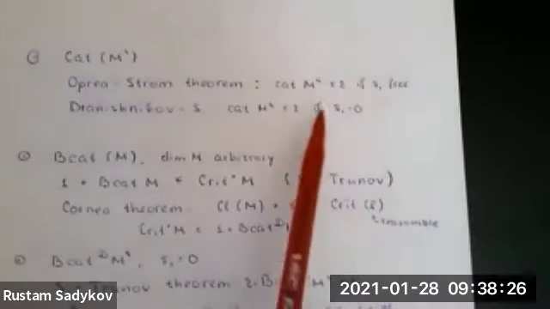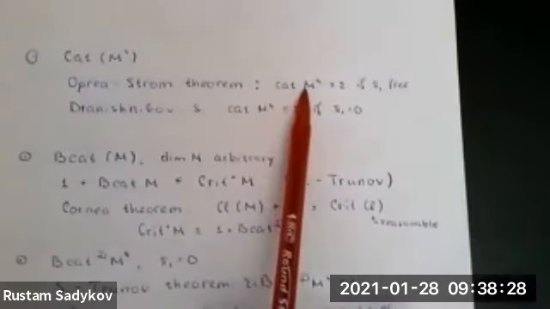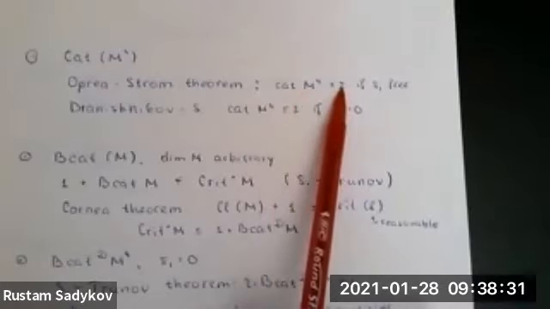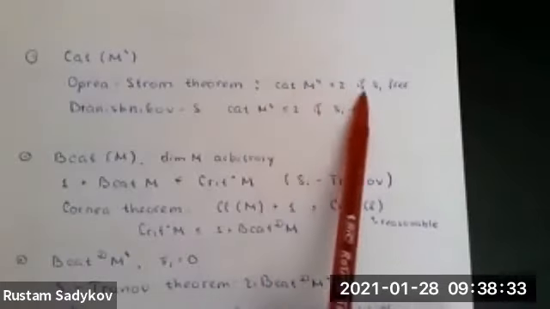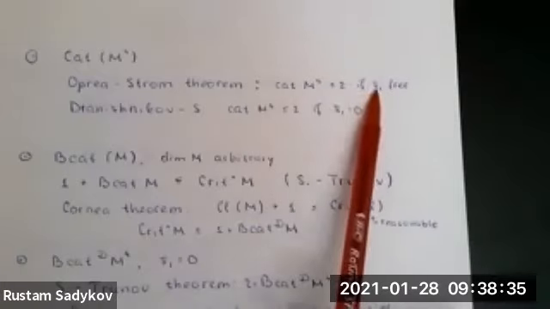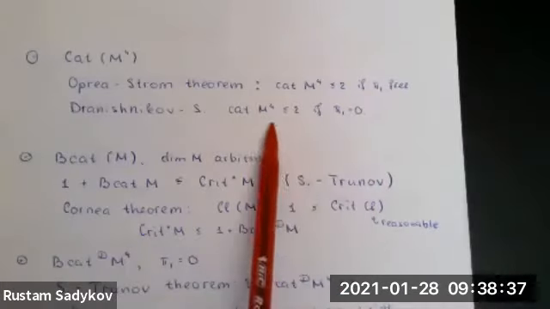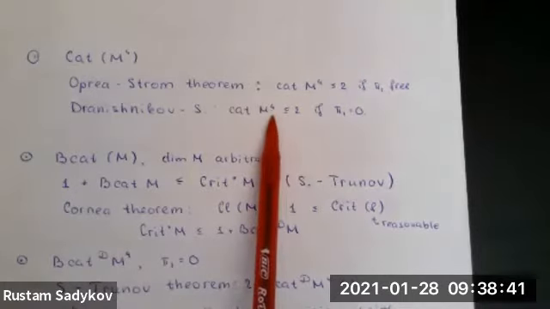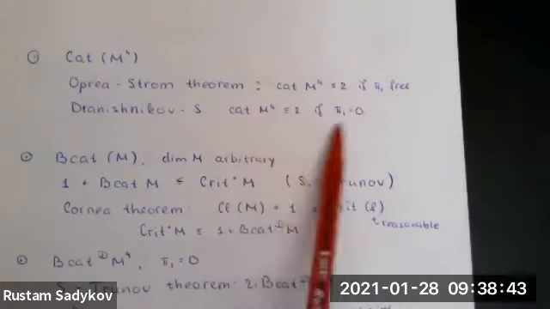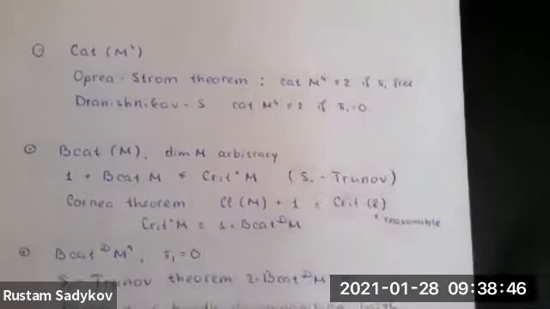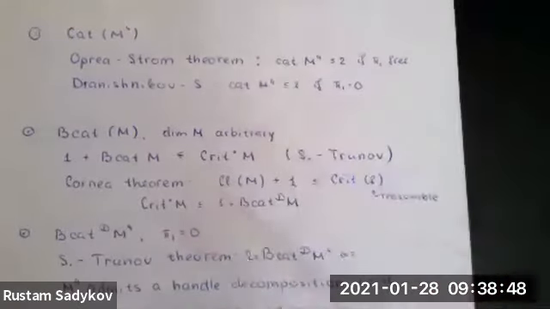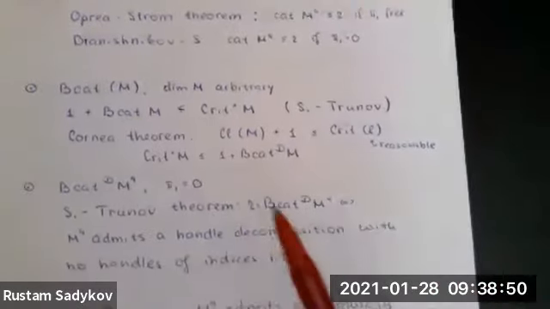In one case, the category of the manifold M is less than or equal to 2 if the manifold is orientable and pi1 is free. And we have a different argument using the connected sum formula, the same statement, but where pi1 is 0. And I will discuss both theorems, both approaches.